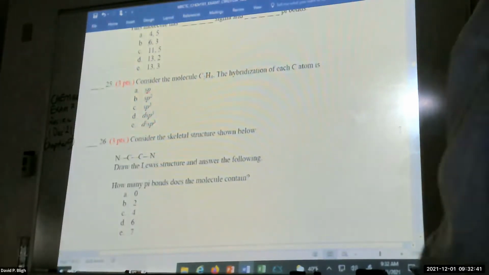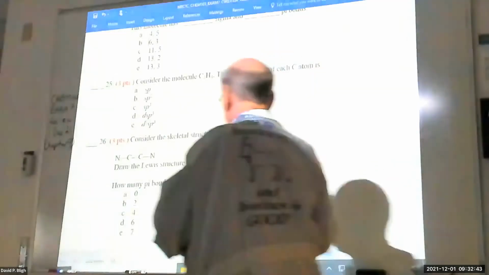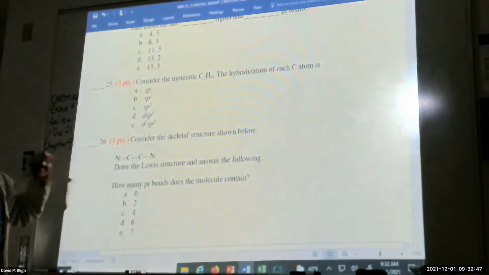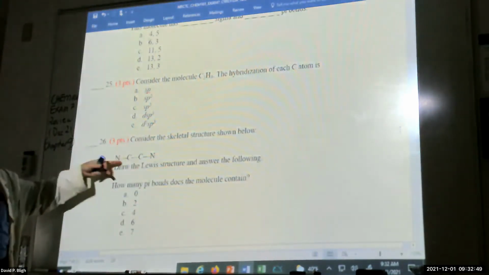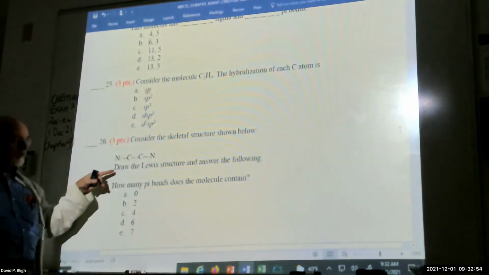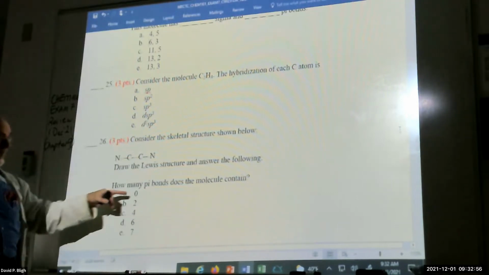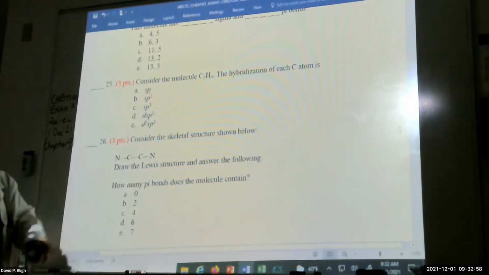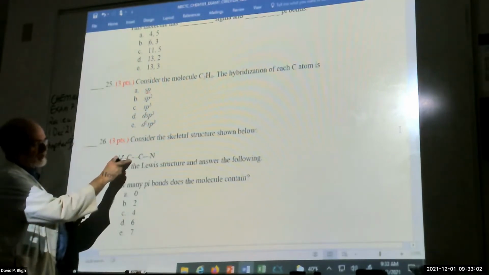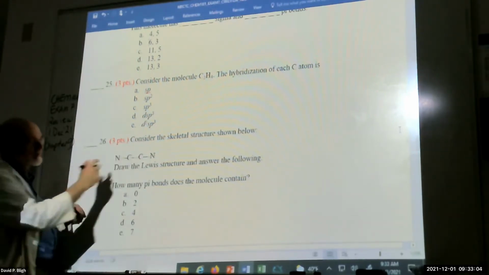Number 26. So here we have a skeletal structure, and similar to the last one we did with just a skeletal structure, this is all there is. There are no other atoms in this molecule. Draw the Lewis structure and answer the following question: how many pi bonds does the molecule contain? Okay, so we have 2 carbons with 4 each is 8.